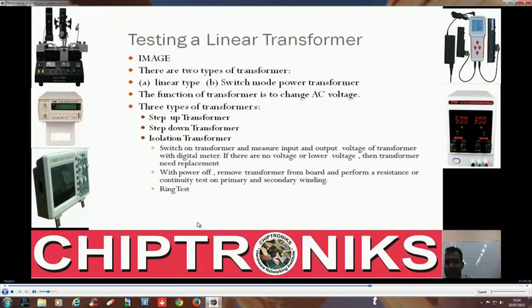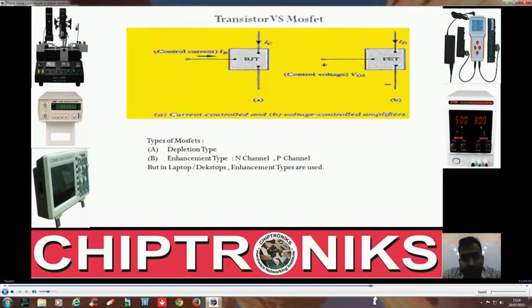And for a transformer, you have to check the resistance and the continuity. All right. Okay, so till now we have discussed the various testing ways for resistors, capacitors, inductors, diodes and transistors. But here in the last phase of this session, I'm going to cover the MOSFETs, which is a very important component present on a notebook motherboard.